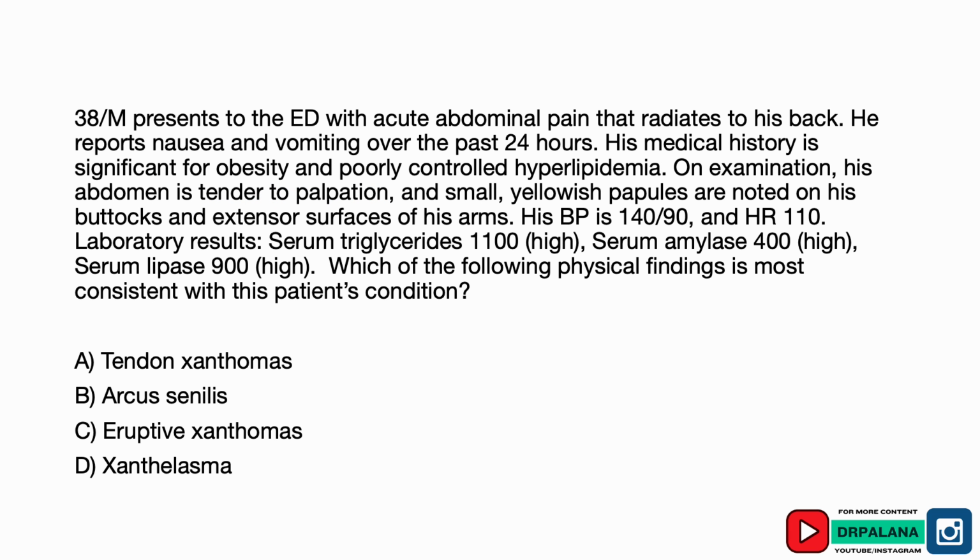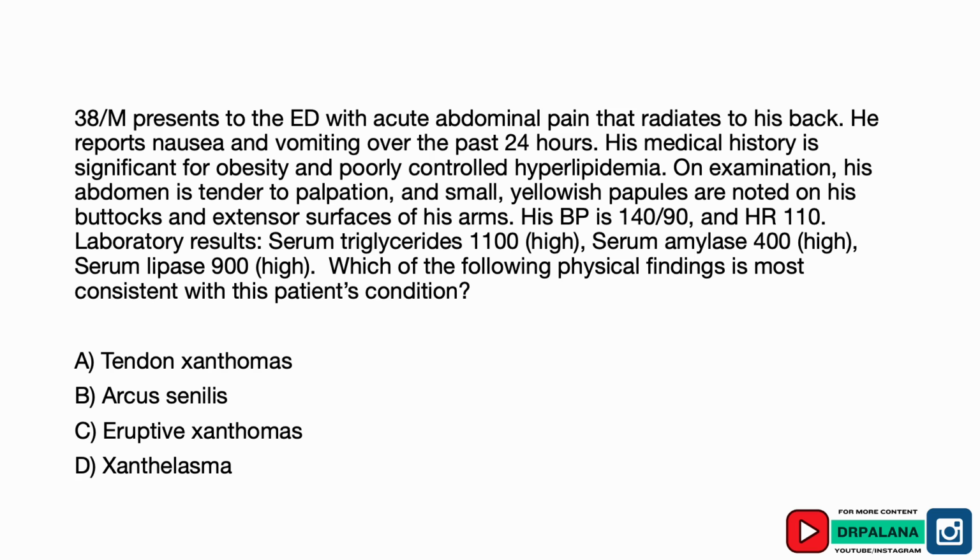Here's a 38-year-old man who presents to the ED with acute abdominal pain that radiates to his back. He reports nausea and vomiting over the past 24 hours. His medical history is significant for obesity and poorly controlled hyperlipidemia. On exam, his abdomen is tender to palpation, and small yellowish papules are noted on his buttocks and extensor surfaces of his arms. His blood pressure is 140 over 90 and heart rate 110. Serum triglyceride is elevated at 1100, serum amylase elevated at 400, and serum lipase is high at 900.